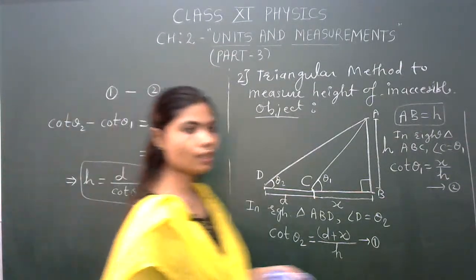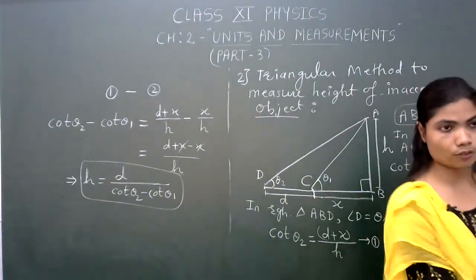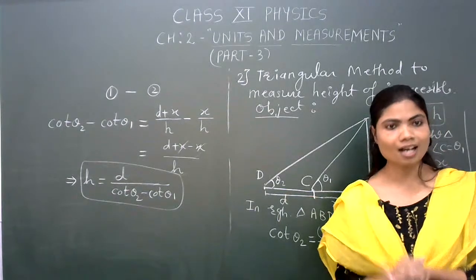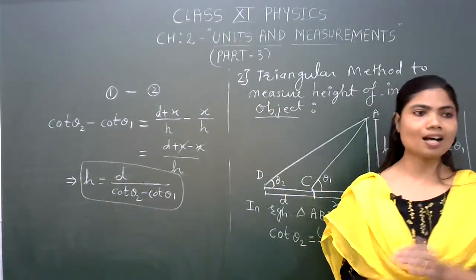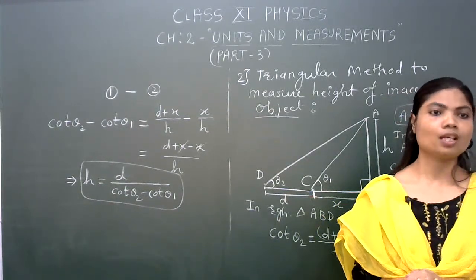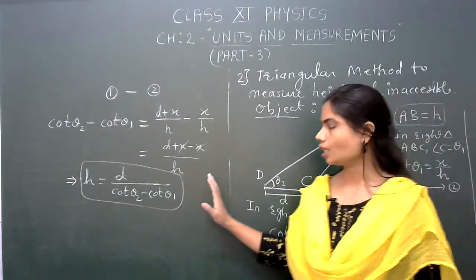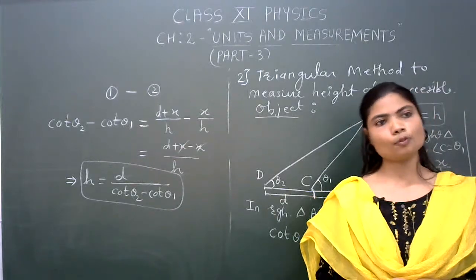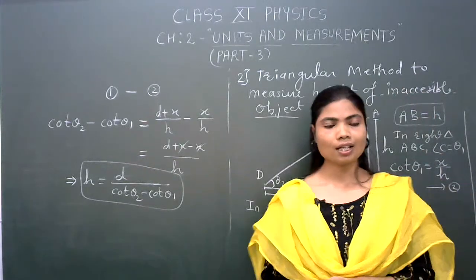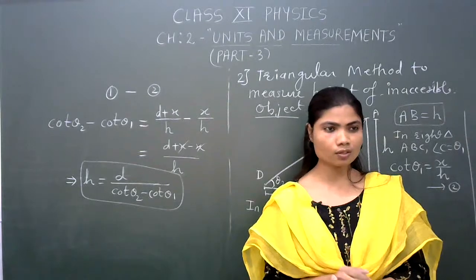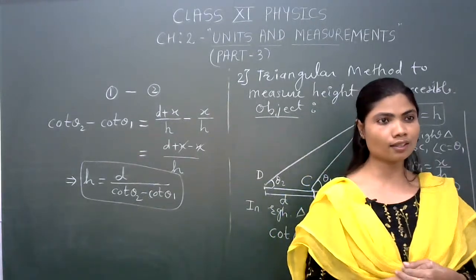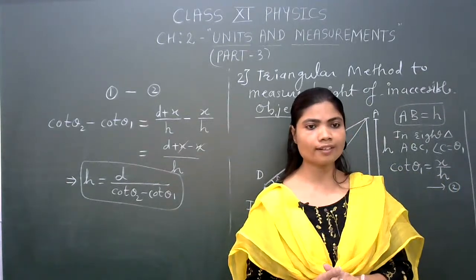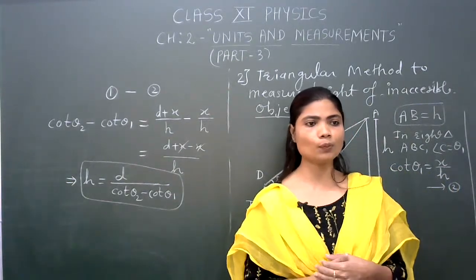This is the mathematical relation to measure the height of an inaccessible object, right? It is a very important term to be understood and it will be used in numericals. So I was supposed to do one numerical also and complete the parallax method in this class only. But dear children, we are already running out of time. I think we have completed 40 minutes.